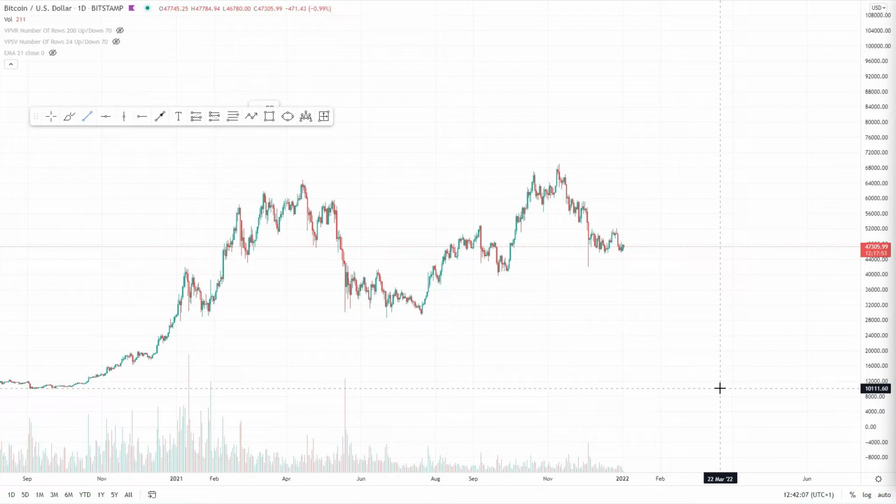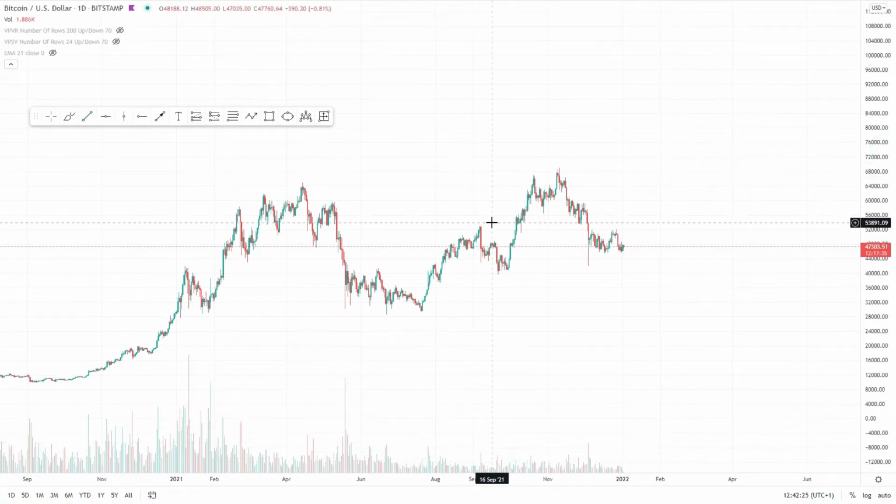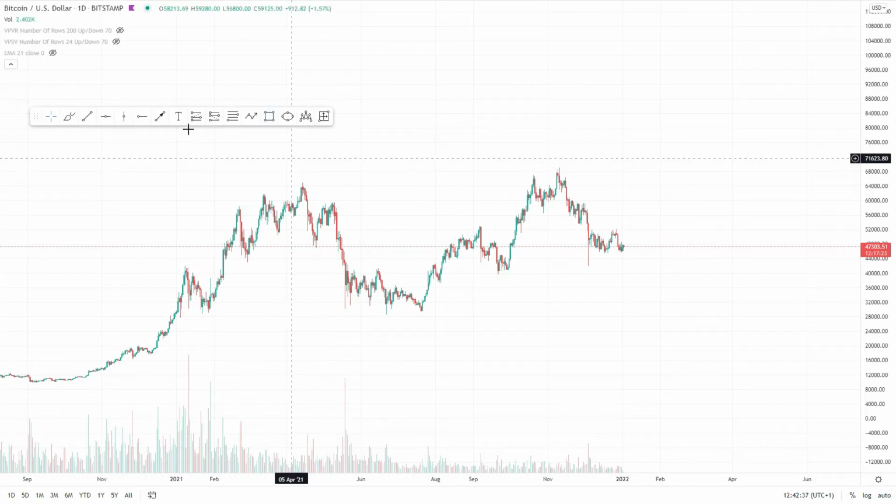I am the trader and today I will show you how to use trend lines, and after we will check Bitcoin. So here you can see this is a chart of BTC. I use TradingView and this chart is from Bitstamp exchange. It doesn't matter which exchange you choose because it's almost the same.